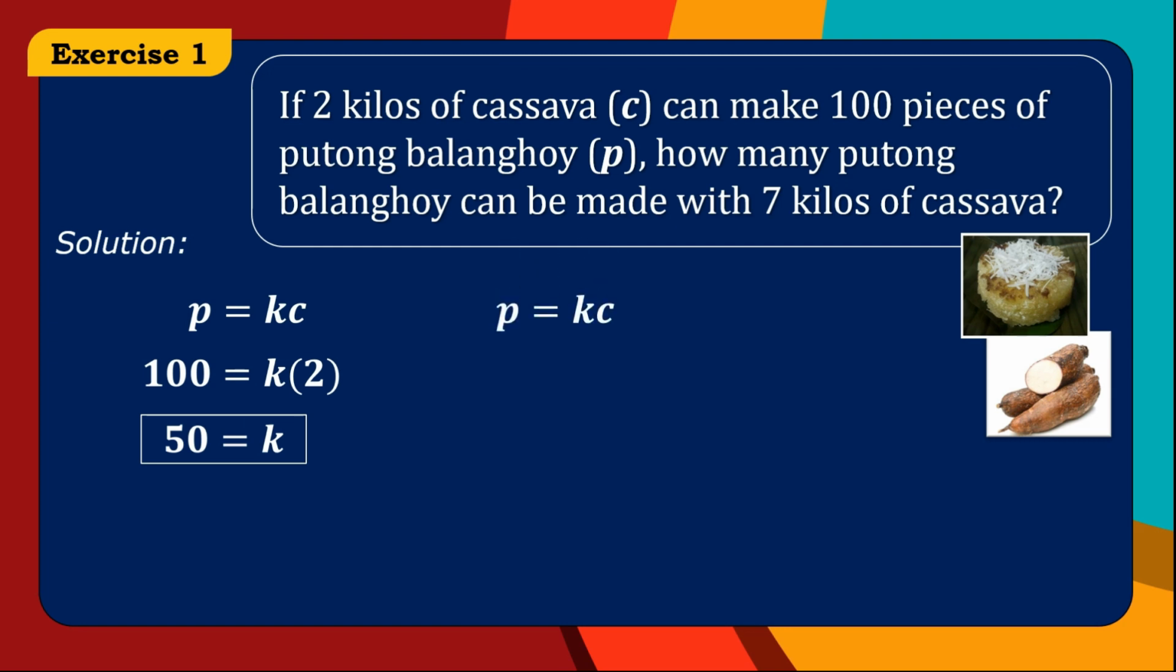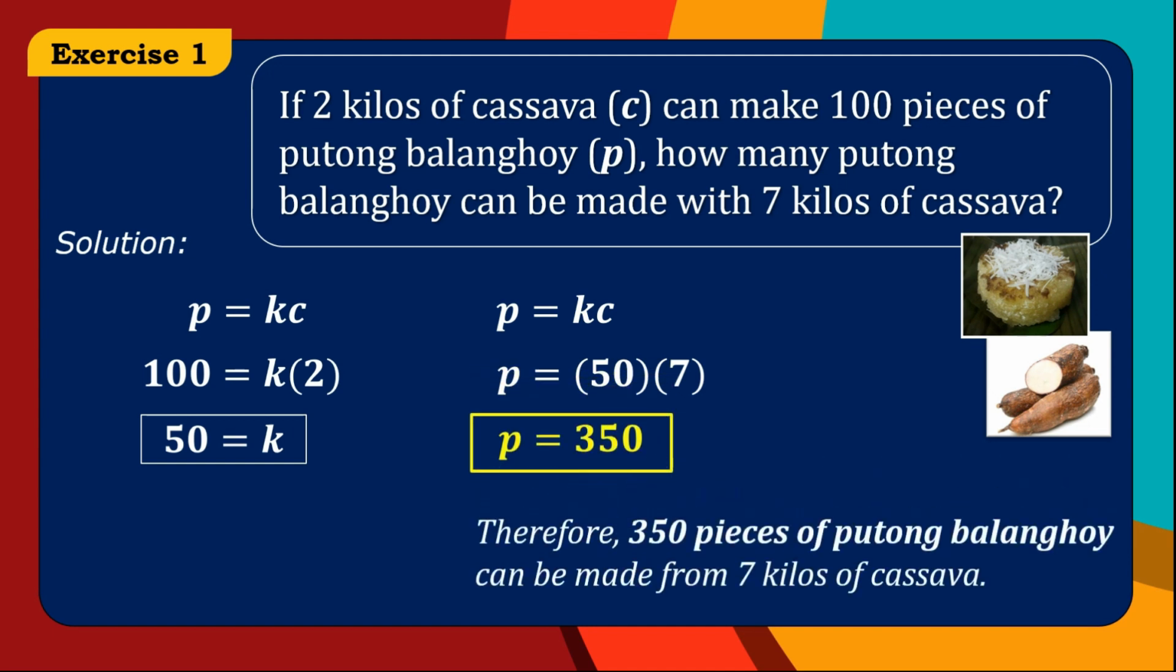Step 3. To solve for P, we substitute 50 for K and 7 for C. Then the product is 350. Therefore, 350 pieces of putong balanghoy can be made from 7 kilos of cassava.